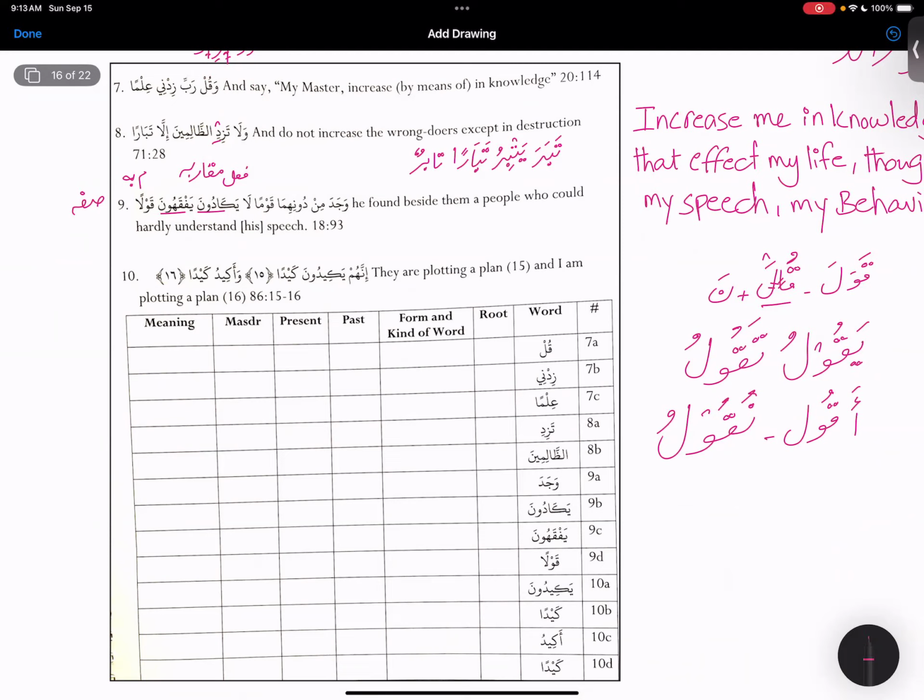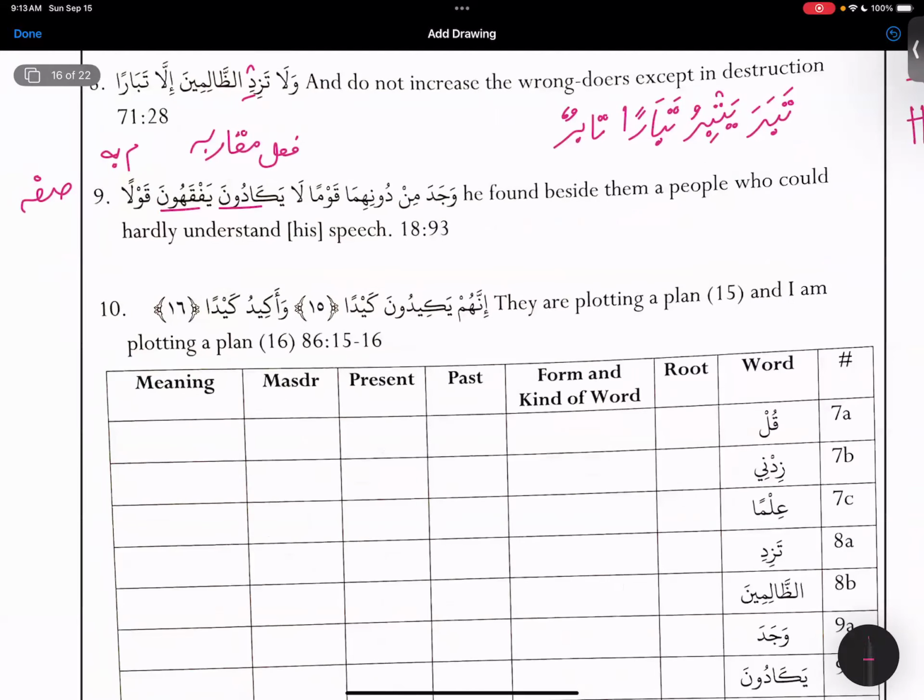Okay, so next one. Wajada min dunihima qawman la yakaduna yafqahuna qawla. Now we see many things that subhanallah, what we are doing already, right? Now yakaduna fi'l muqaraba we can see over here, right? And yakaduna and yafqahuna, two afal side by side, back to back, right? So yafqahuna qawla is basically the khabar of yakaduna. And where is the ism of kada? Inside. Huma. And yafqahuna is also huma, so they should match.